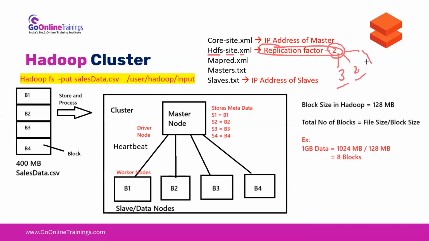So how many copies of the data do I want to maintain? For example, this node fails. If this node fails, B3 data, I do not have it here. I have it only here. So this machine is not working. Then how do I complete my job? Because my job is to count the number of rows in this table, right? Unfortunately, this machine is not working. The block B3 data is not available here.